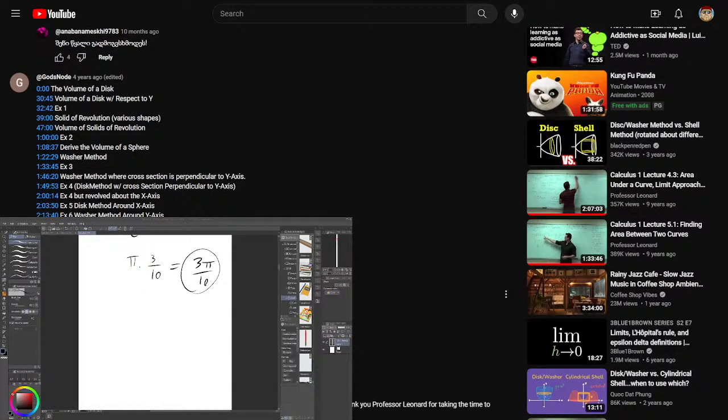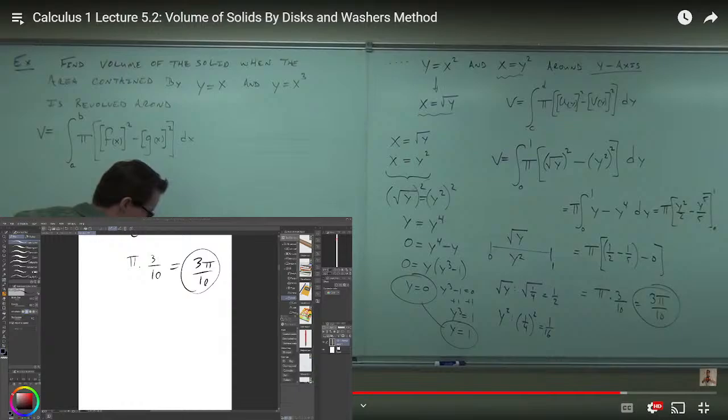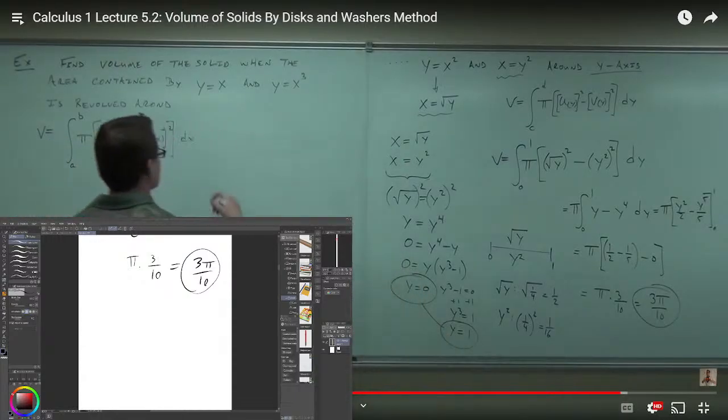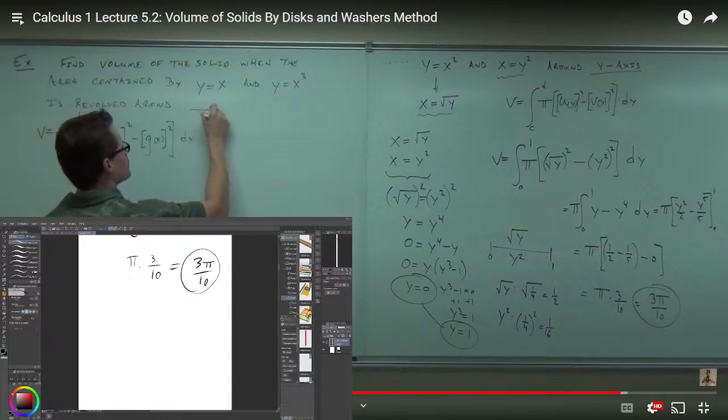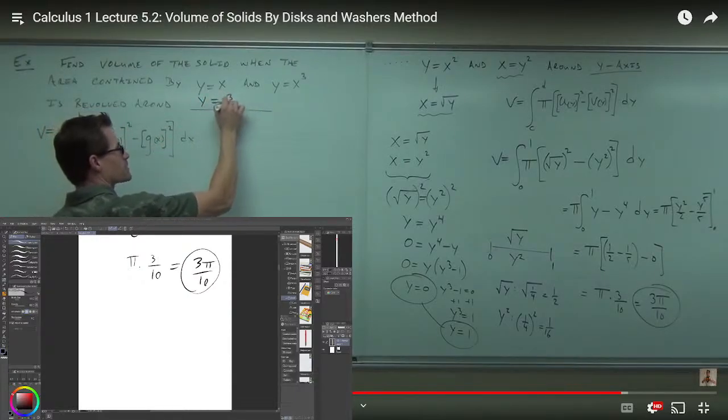What if I ask you to find the volume of the solid contained by this and that is revolved around y equals 3/2.